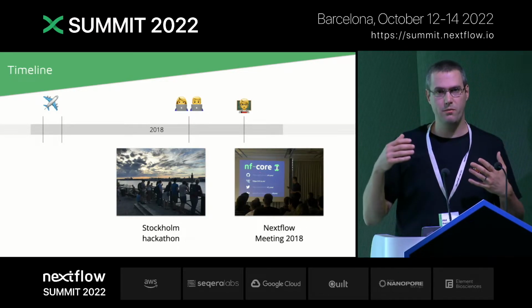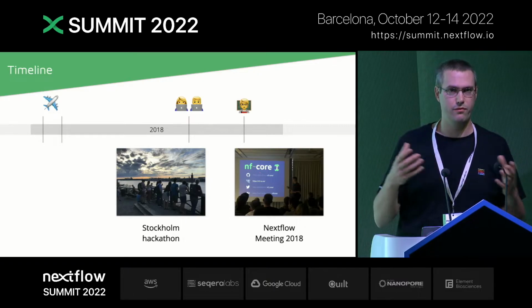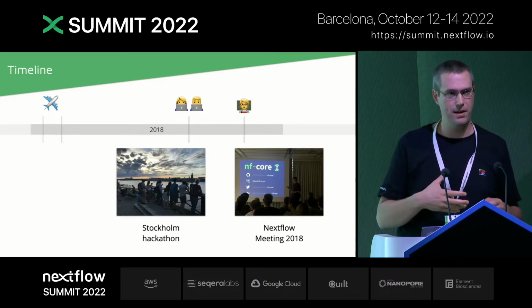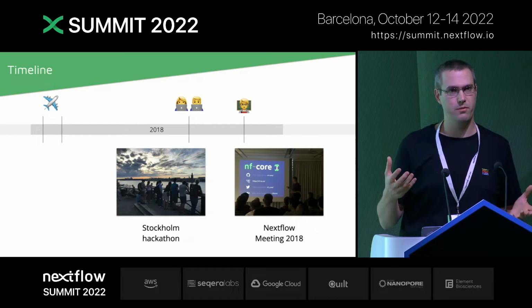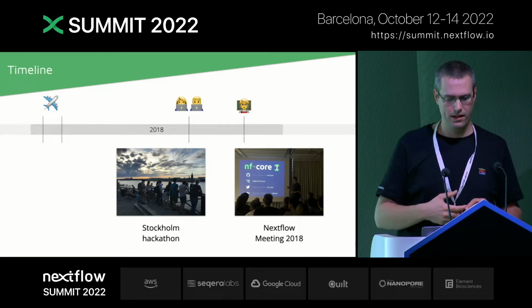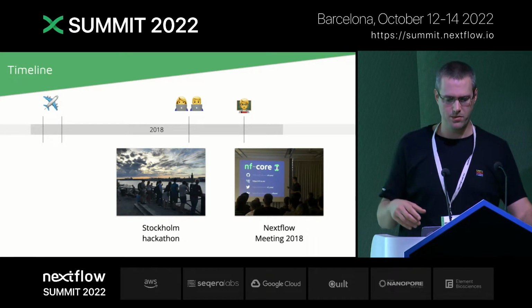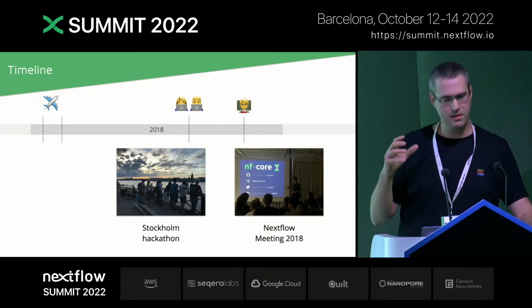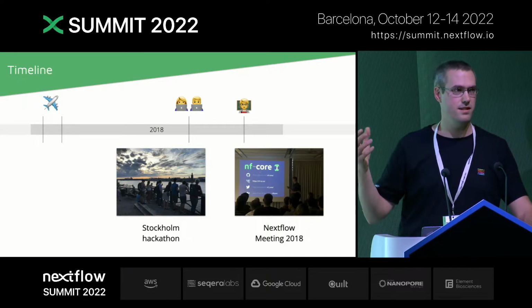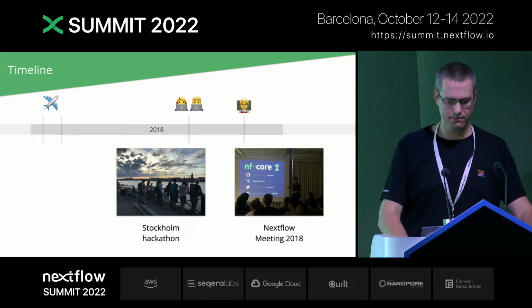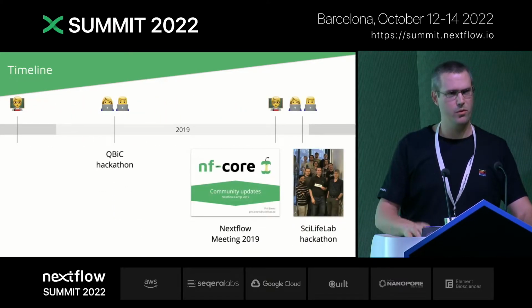For example, we figured out how we would keep all of the NF Core pipelines synchronized with a common template, which is a really central part of how we work within NF Core. And many of these other foundational things we take for granted now. And in this meeting again in 2018, I presented NF Core for the first time. It was a smaller room.